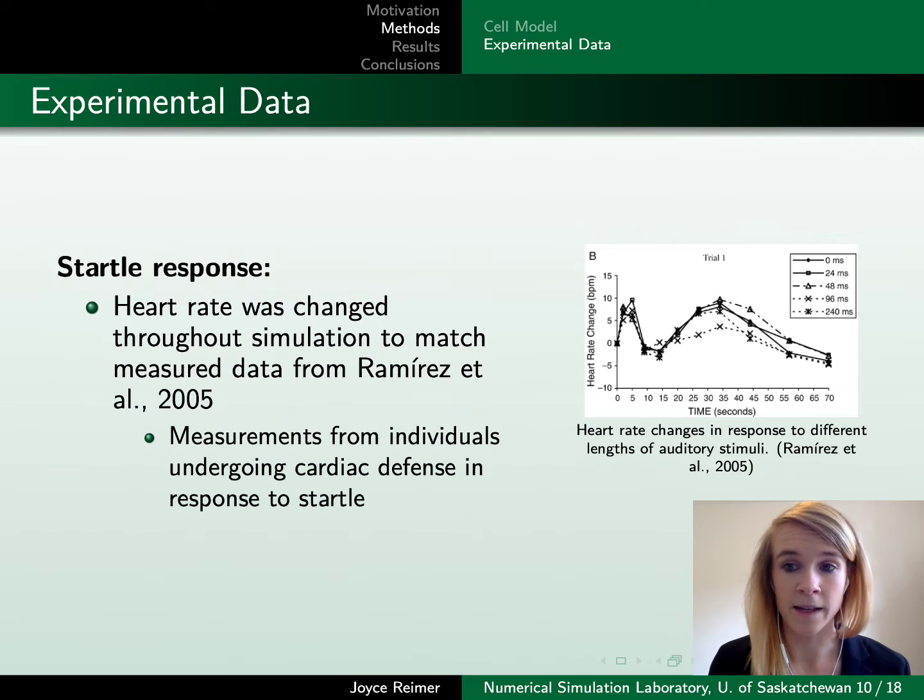We also wanted to simulate a realistic startle response. In 2005, Reimer et al. did a study on heart rate changes over the course of 70 seconds after a sudden loud noise. The plot on the right was taken from this study, and it was used as a way for us to determine the heart rate changes that might occur during the course of a patient being startled.